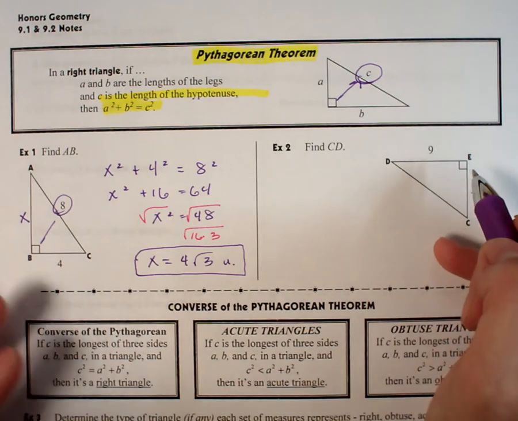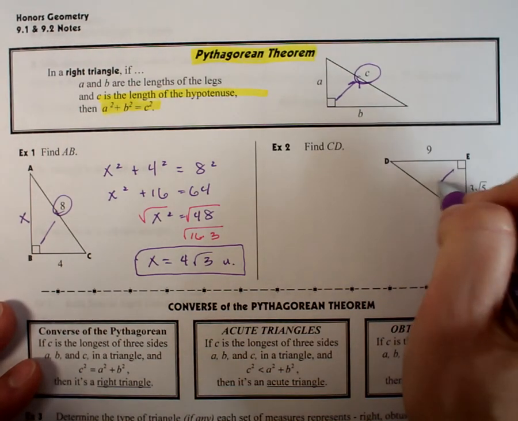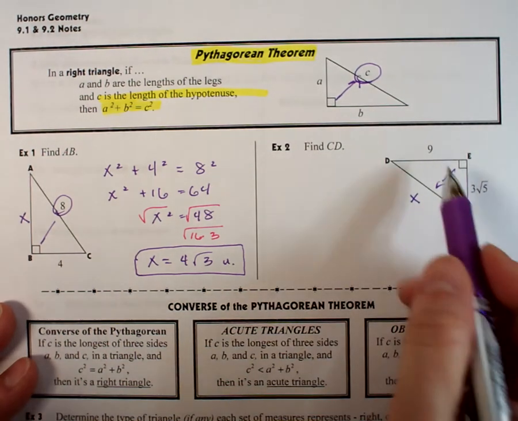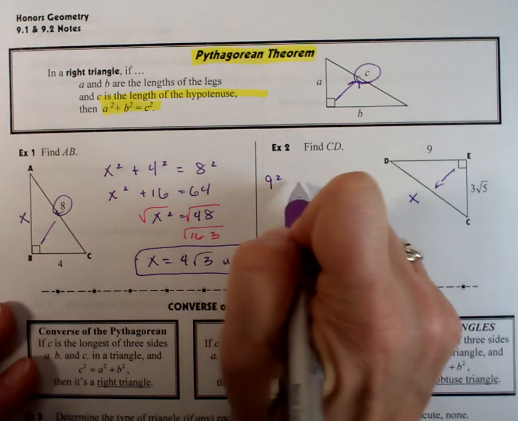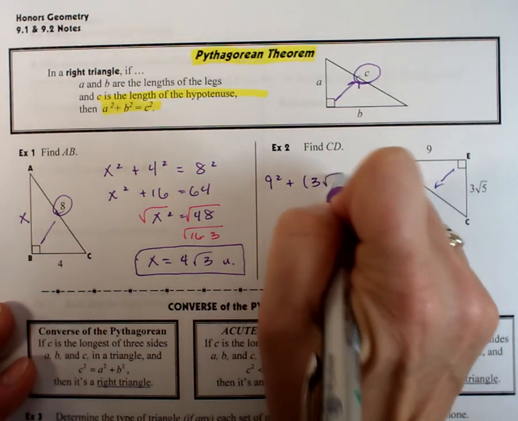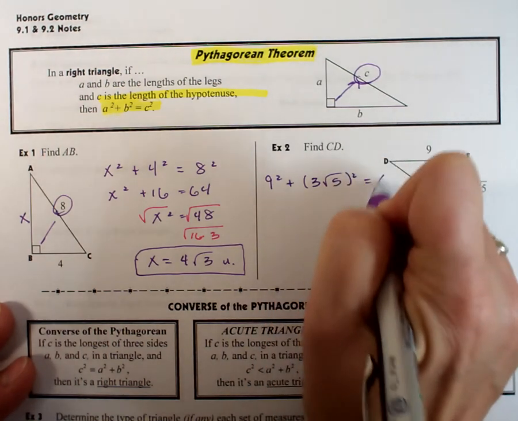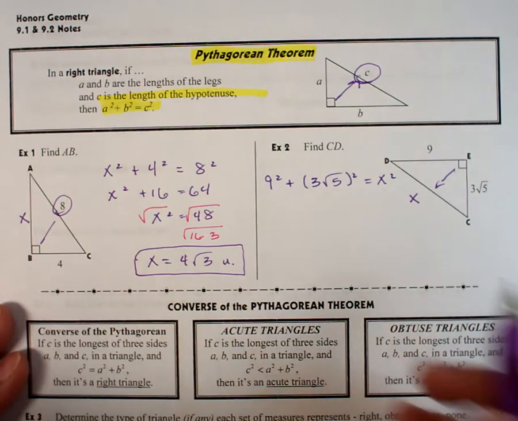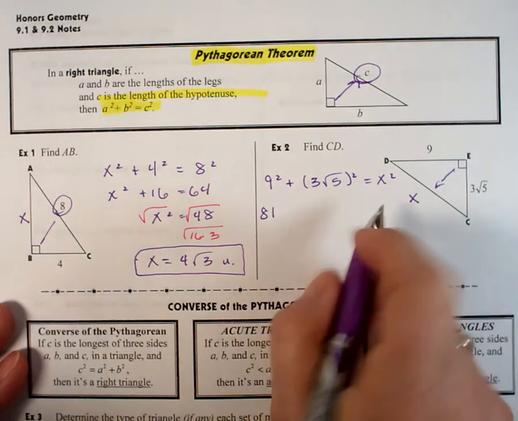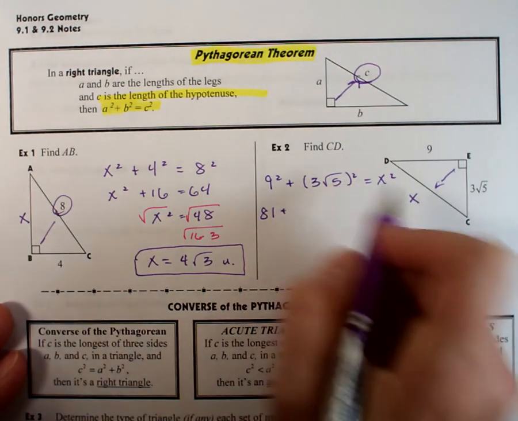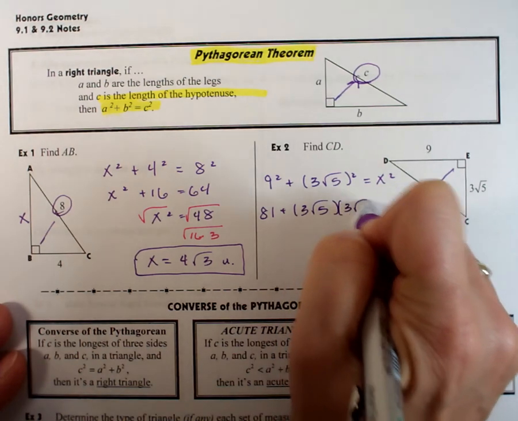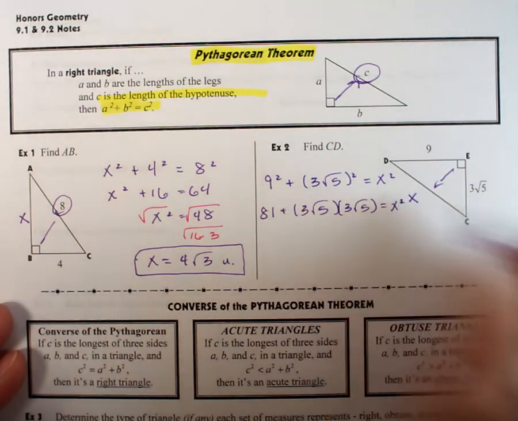On our next problem, when we're asked to find the length of CD, this time my hypotenuse is my unknown, so I can put my x there. So I'm going to have my 9 squared, remember the legs are interchangeable, plus, parentheses are important here, 3 square root of 5 squared equals our x squared. It's important to remember what it means to square something. It means to multiply it by itself. So this 3 square root of 5 squared I can rewrite as 3 square root of 5 times 3 square root of 5 equals my x squared.